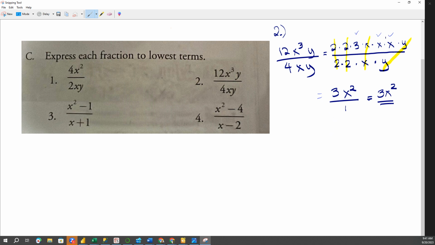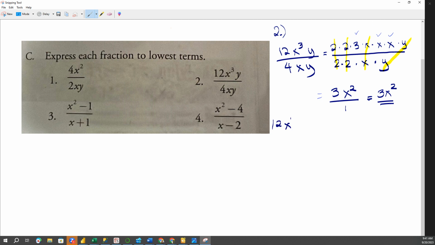Now, this is the long way. What about if you have x to the power of 100? Are you expected to actually write x 100 times? No, not really. So this is the long way. If you have small numerators, do it this way. If not, then we can do it this way.